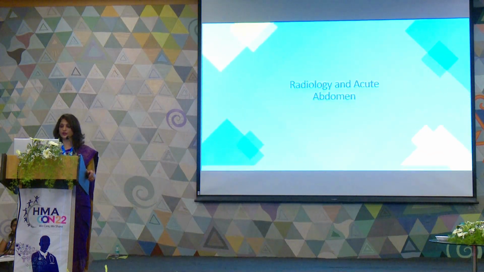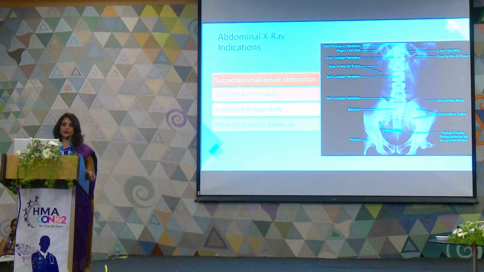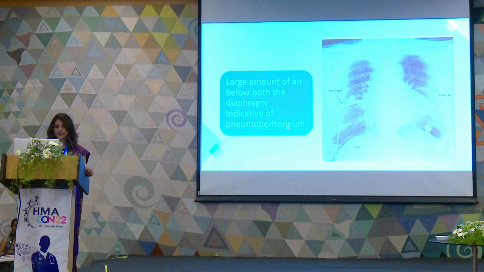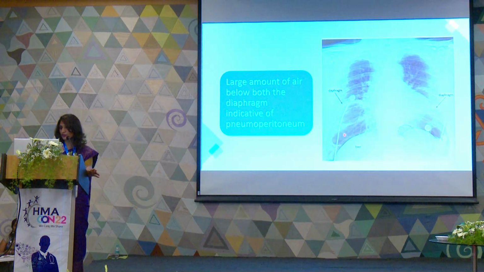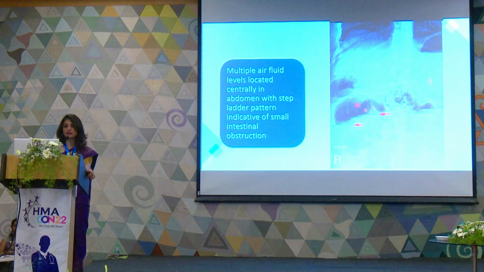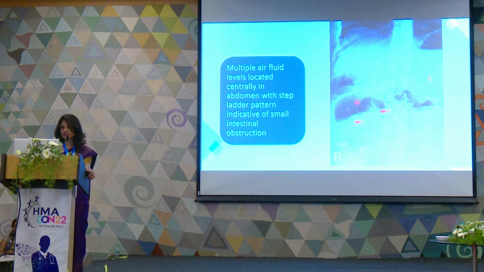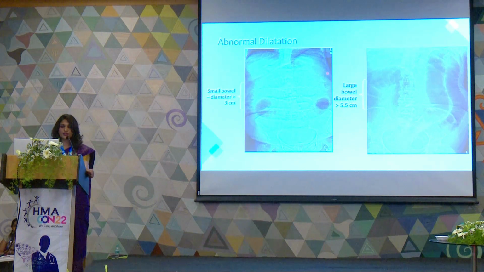Now in radiology, in acute abdomen, you can advise abdominal X-ray in your OPD setup when you suspect small bowel obstruction, perforation, foreign body, or renal tract calculi follow-up. You can see this is a large amount of air below the diaphragm. It is indicative of pneumoperitoneum. Multiple air fluid levels indicative of intestinal obstruction. Abnormal dilatation here, small bowel more than 3 centimeters, large bowel more than 5.5 centimeters, abnormally dilated.